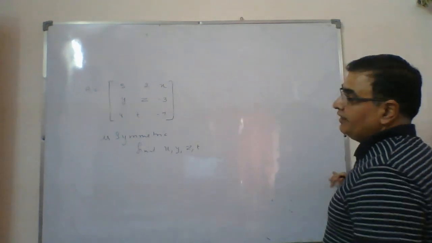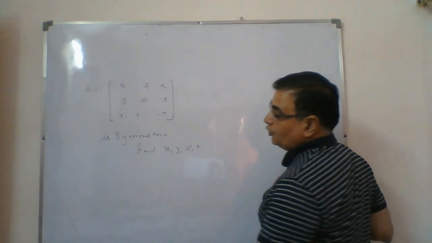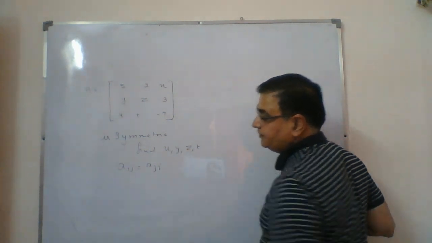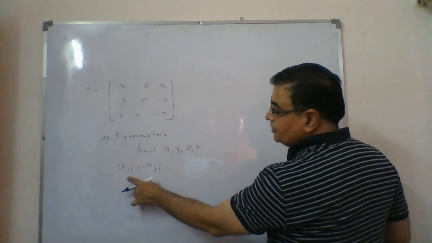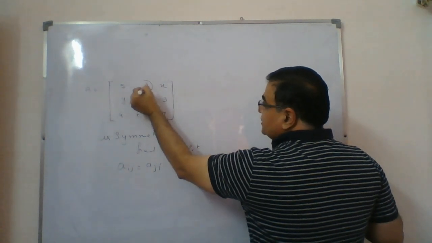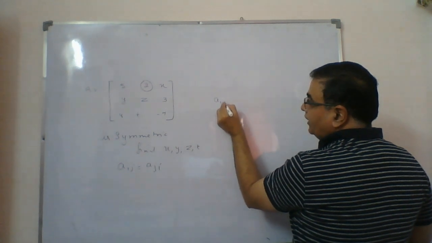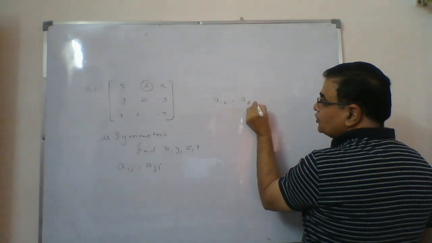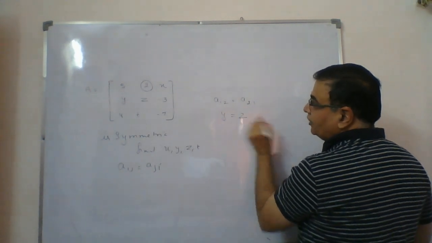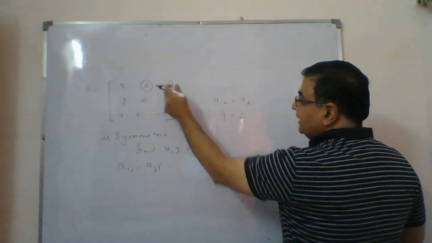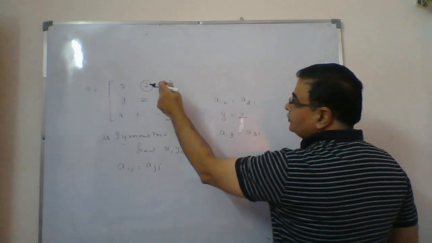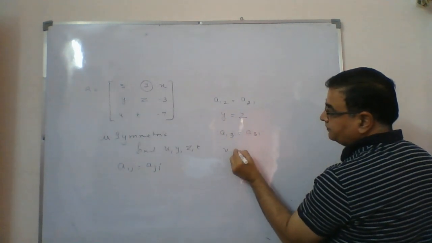Now, one thing is clear: whenever there is a symmetric matrix, I told you Aij will be Aji. We have already done this. That means A12 should be equal to A21. So this 2 should be equal to y, so the first condition we got is y equal to 2. Then A13 should be equal to A31, so x should be equal to 4.